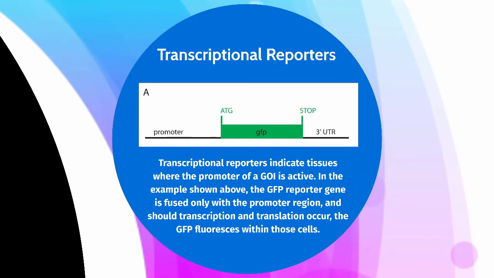The first type of reporter genes are transcriptional reporters. Transcriptional reporters indicate tissues where the promoter of a gene of interest is active. In the example shown above, the green fluorescent protein reporter gene is fused only with the promoter region, and should transcription and translation occur, the green fluorescent protein fluoresces within those cells.